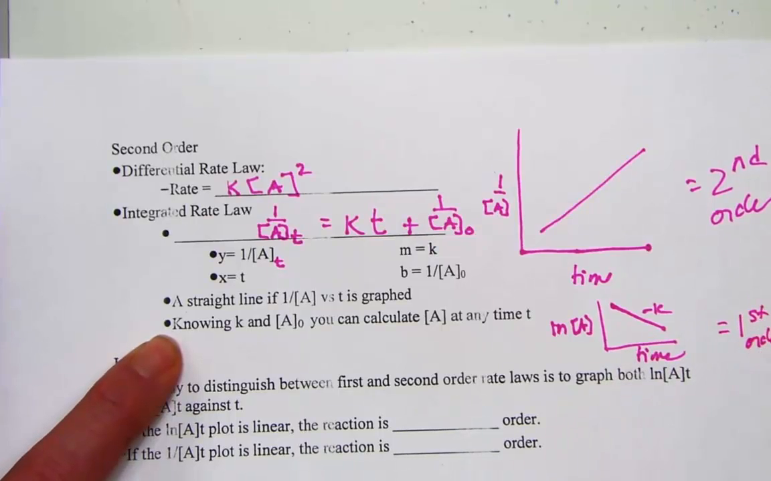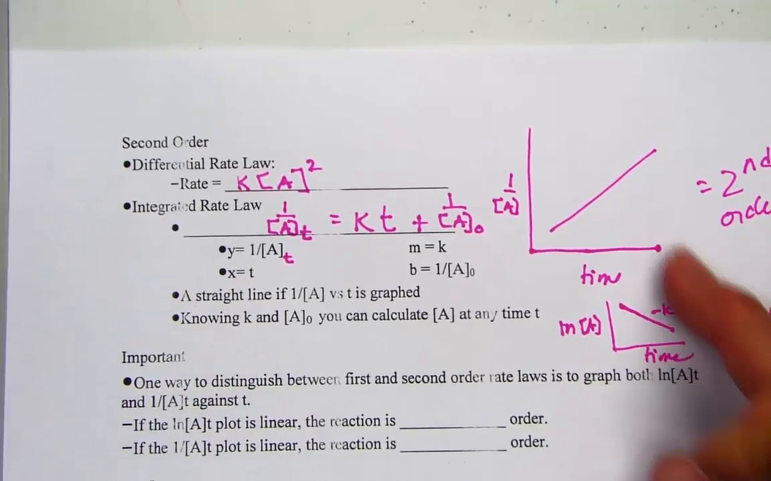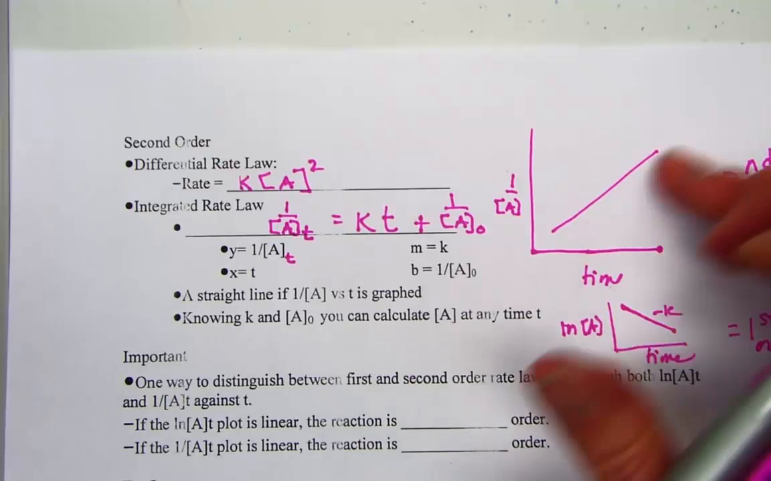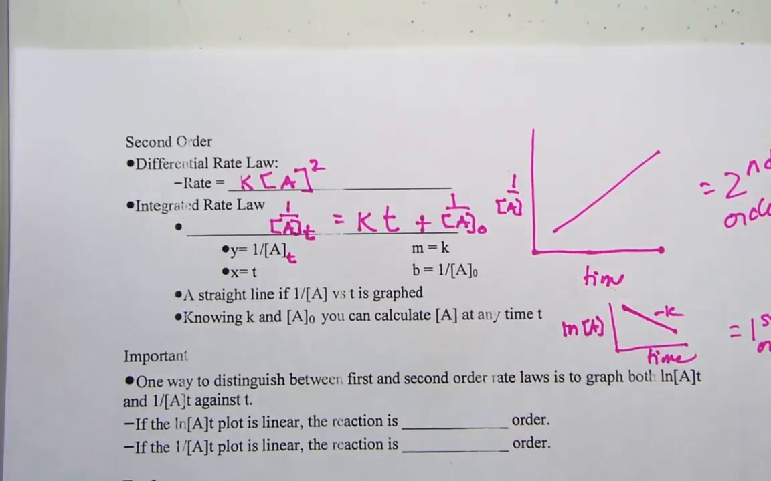We'll be entering lists into our calculator to see which one gives us the straight line. If it's a negative slope, first order; positive slope, second order. Check out the correlation coefficient on your calculator screen, the R constant, seeing which one gives us a number closer to 1.